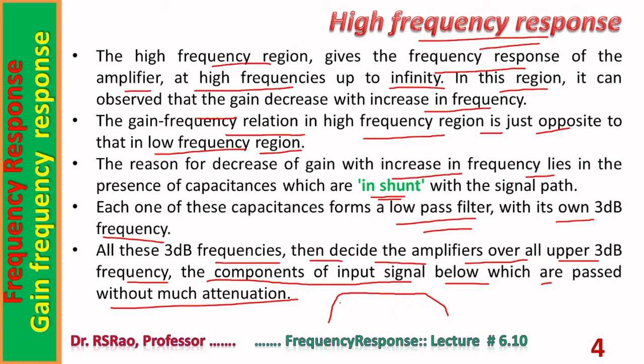So this is the characteristic. This is FL. This is FH. Frequencies below FH, they are passed without attenuation. Frequencies above FL, they are also passed without attenuation. Frequencies below FL and frequencies above FH undergo attenuation. The frequency range over which there is not much attenuation is called bandwidth, as already mentioned.